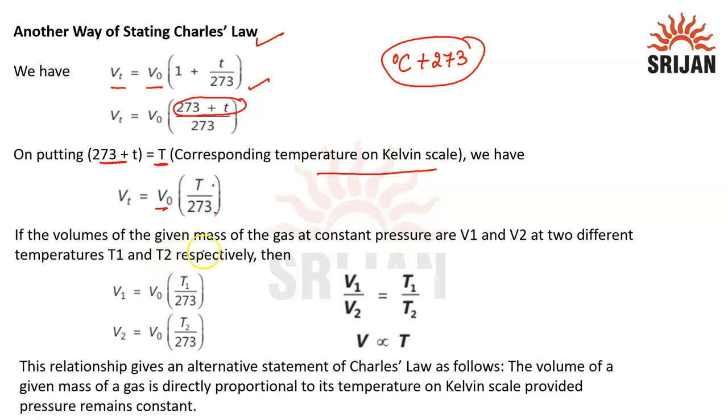Now the volumes of the given mass of the gas at constant pressure are V1 and V2 at two different temperatures T1 and T2. So V1 is V naught into T1 by 273, and V2 is V naught into T2 by 273. From here we can say that volume is directly proportional to temperature. So the alternative statement of Charles' law is that the volume of a given mass of gas is directly proportional to its temperature on the Kelvin scale, provided the pressure remains constant. I hope it is clear to you.